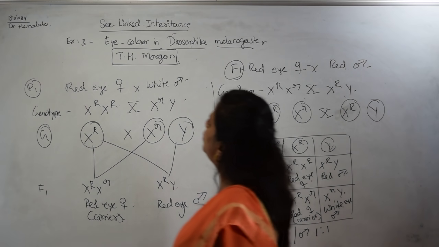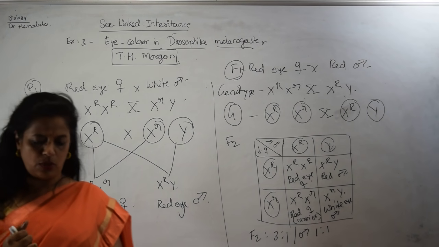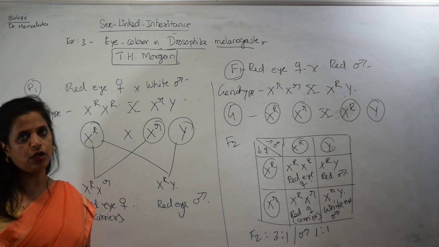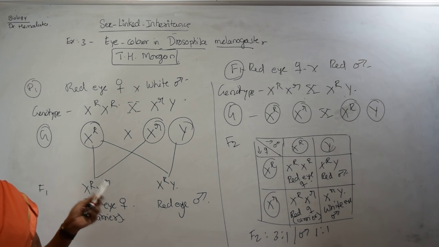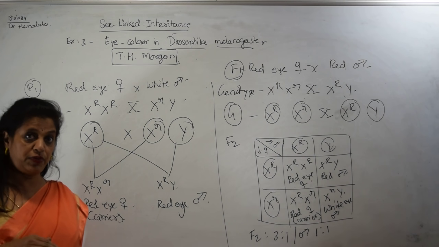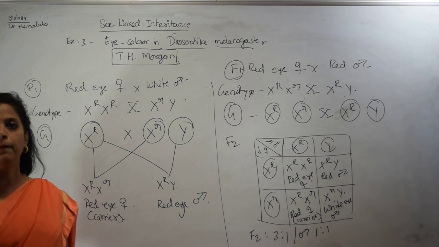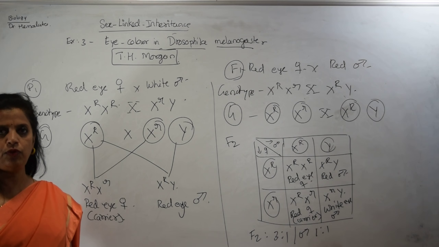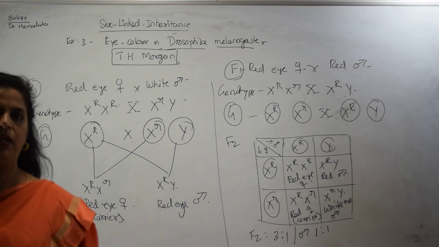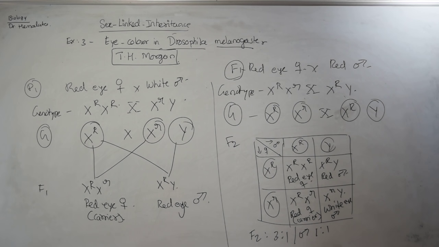This is very important. Observe this and try to write on your own without looking at the checkerboard. This also is showing crisscross inheritance. It was first identified in this organism only, Drosophila melanogaster. Did you follow? Take it down properly and write the analysis.